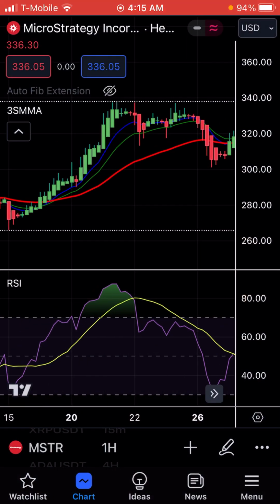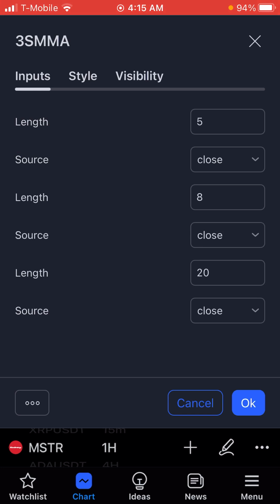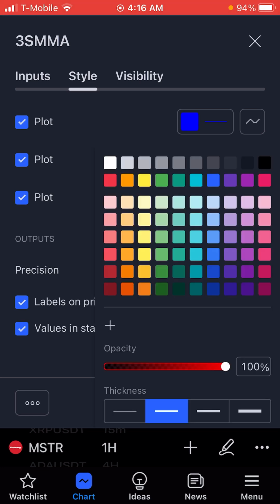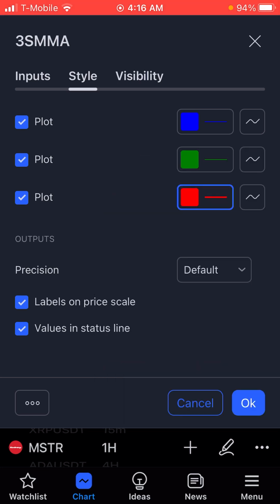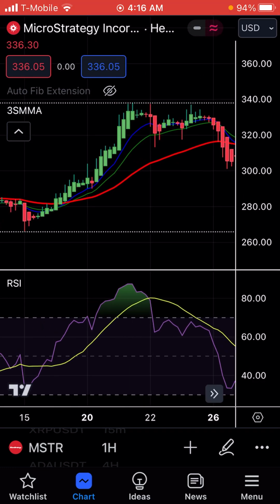Okay, so this is what you got to do to set it up. First, and I talk about this in every video, I set my moving averages. I get the 3 smooth moving averages. This allows you to have 3 moving averages in one, so you're not chewing up your space on your free account. So you just change the length to 5, 8, and 20. Change your style. The 20, I make a little bit thicker, but that's personal preference. Once you have the moving averages, it'll look like this. You'll clearly be able to see.